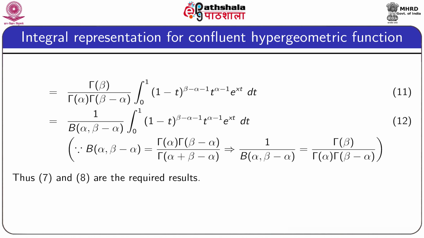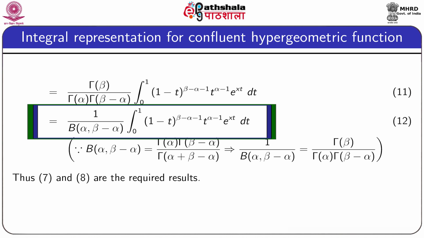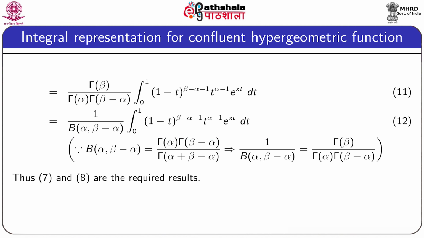dt, which can be written as 1 by beta function B(alpha, beta minus alpha), integral from 0 to 1 of (1 minus t) to the power beta minus alpha minus 1, t to the power alpha minus 1, e to the power x t dt. Therefore, equation 11 and equation 12 give the integral representation for the confluent hypergeometric function, from which we can obtain our required results.